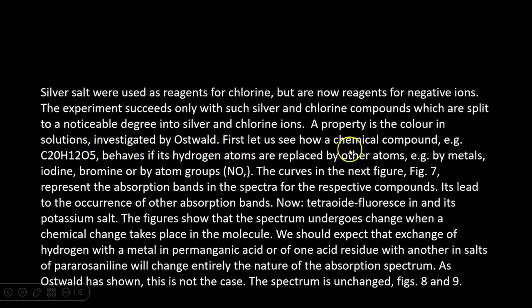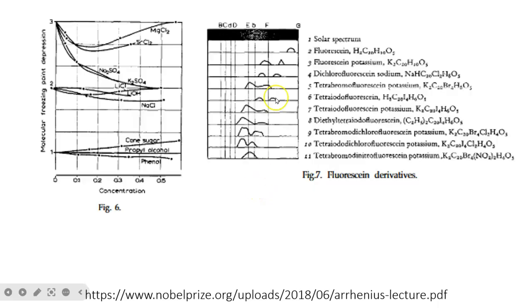First, let us see how a chemical compound, for instance C20H12O5, behaves if its hydrogen atoms are replaced by other atoms, for instance by metals, or by iodine, bromine, or atom groups. The curves in the next figure, figure 7, represent the absorption bands in the spectra for these respective compounds. Here you see it.